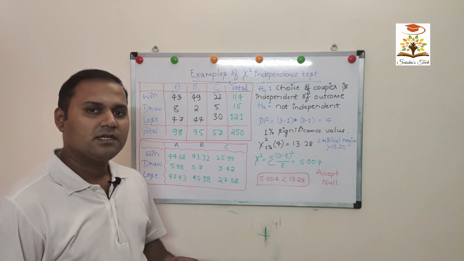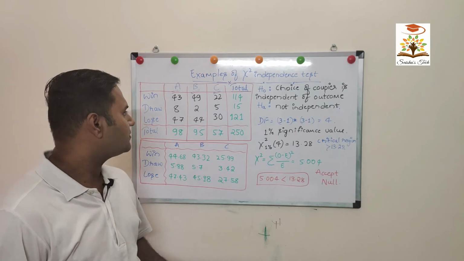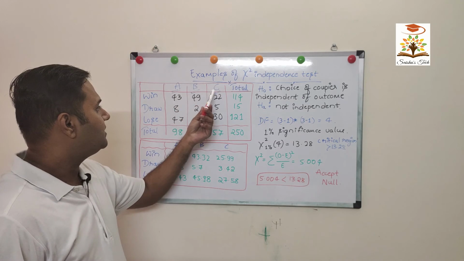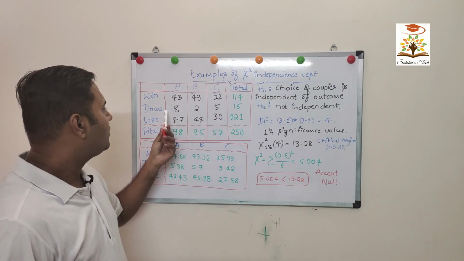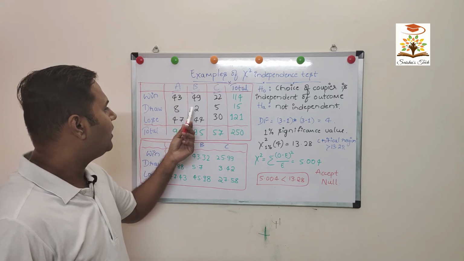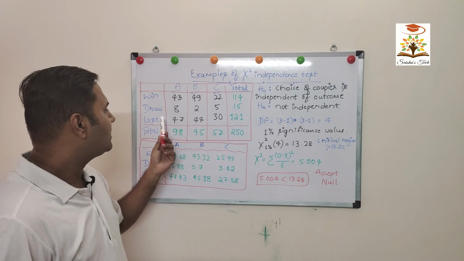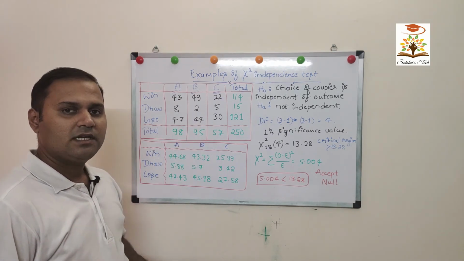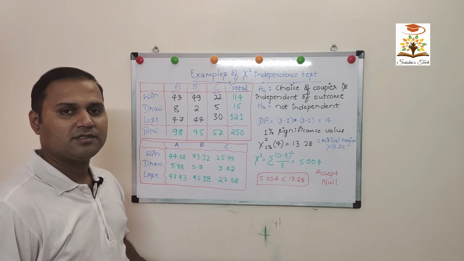To do this, the data which they have collected of the observations are: win cases for copier A, B and C is 43, 49 and 22. Similarly, the draw cases are 8, 2 and 5 for copier A, B and C, and lose cases are 47, 44 and 30. In the first step, let us define the null hypothesis and the alternative hypothesis.